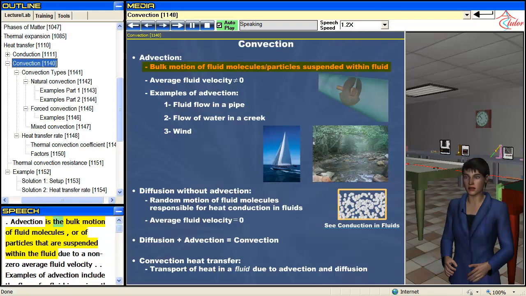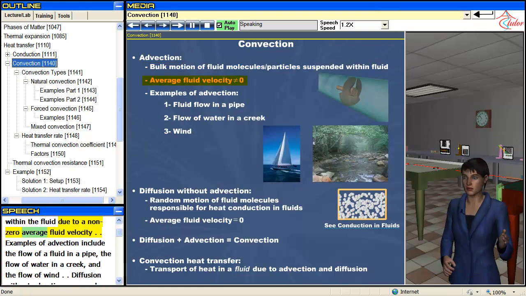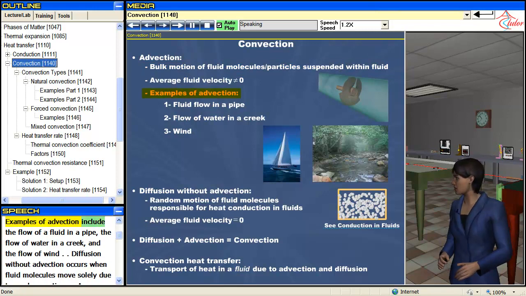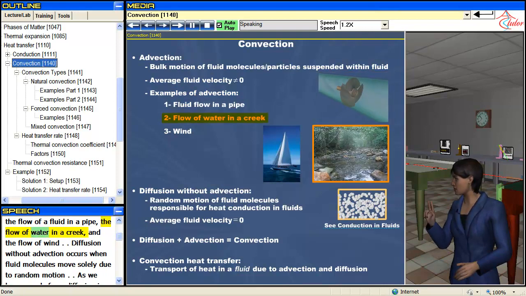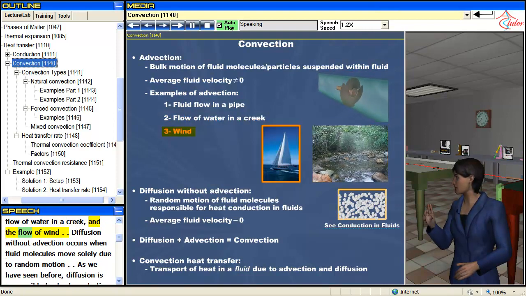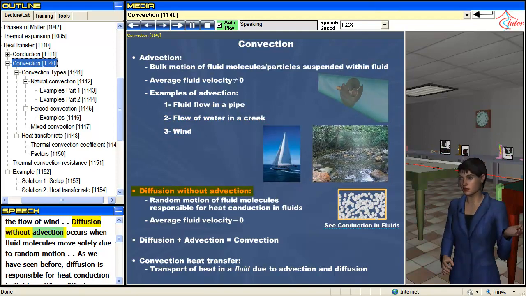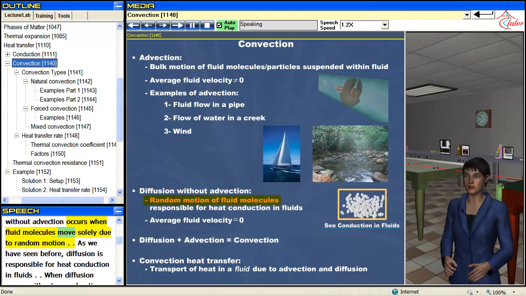Advection is the bulk motion of fluid molecules, or of particles that are suspended within the fluid, due to a non-zero average fluid velocity. Examples of advection include the flow of a fluid in a pipe, the flow of water in a creek, and the flow of wind. Diffusion without advection occurs when fluid molecules move solely due to random motion.